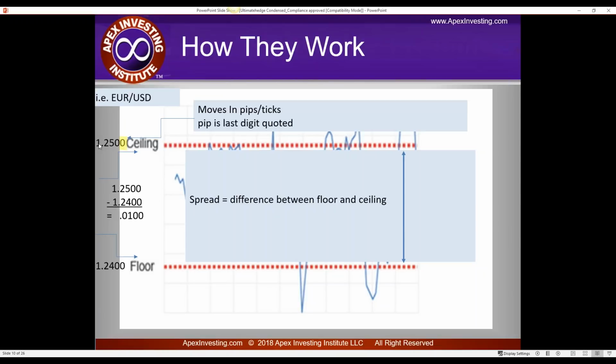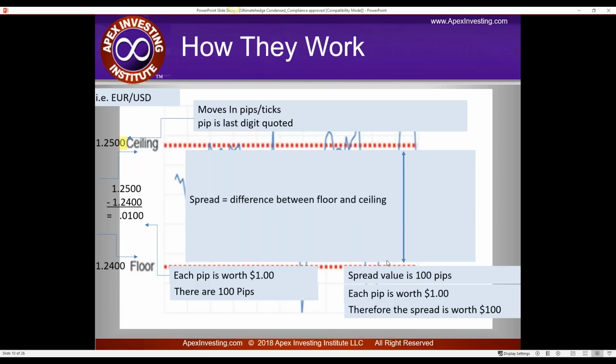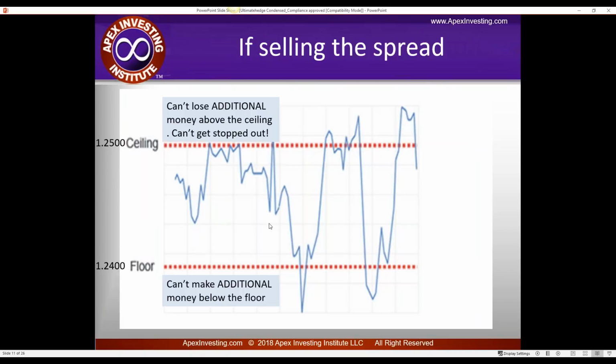The quote here, the Nadex indicative, moves in pips or ticks. The pip or the tick is the last digit quoted. In this case, euro dollar Forex, it's a pip. Each pip is worth $1 at expiration. There are 100 total pips in this spread, but each pip at expiration is worth $1. So let's just say I was selling a spread.